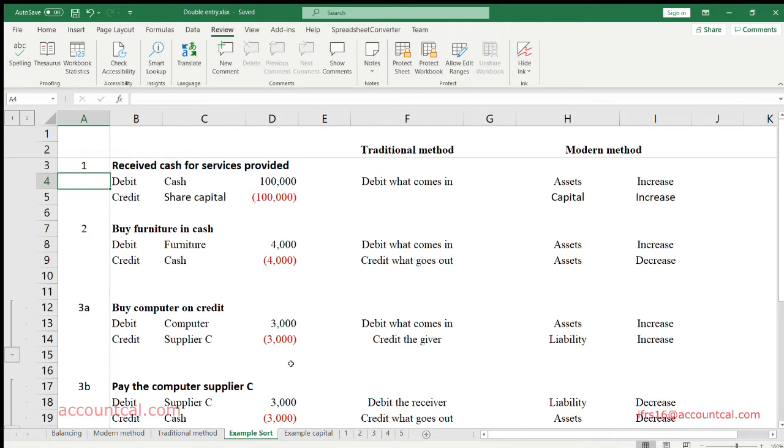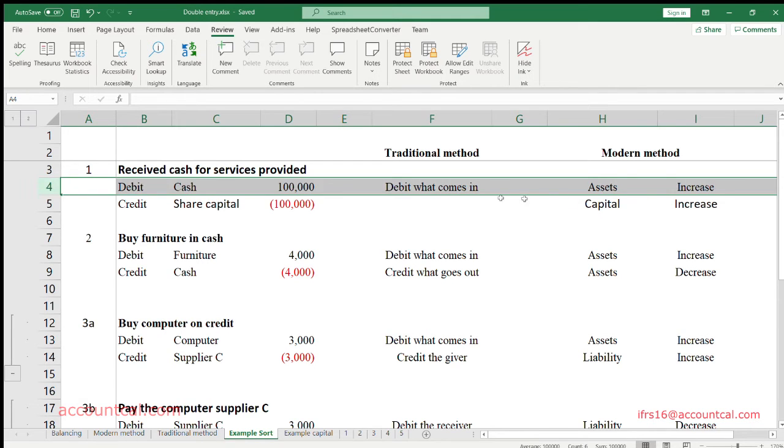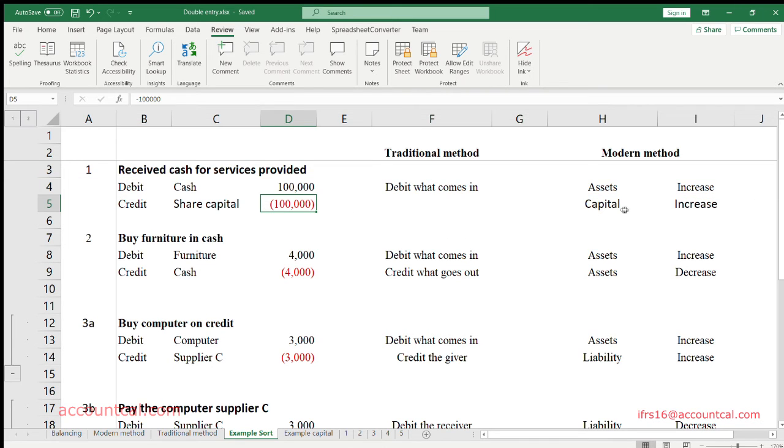Let's see the example. Let's go one by one. Suppose you start a business and you put 1000 in that business. So you will debit cash because the asset has increased, debit what comes in. You credit share capital because share capital has increased. If you see the modern method, it will be the same entry.